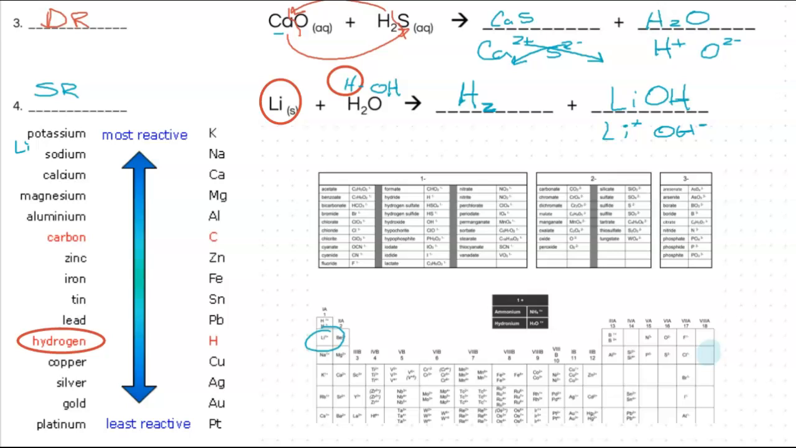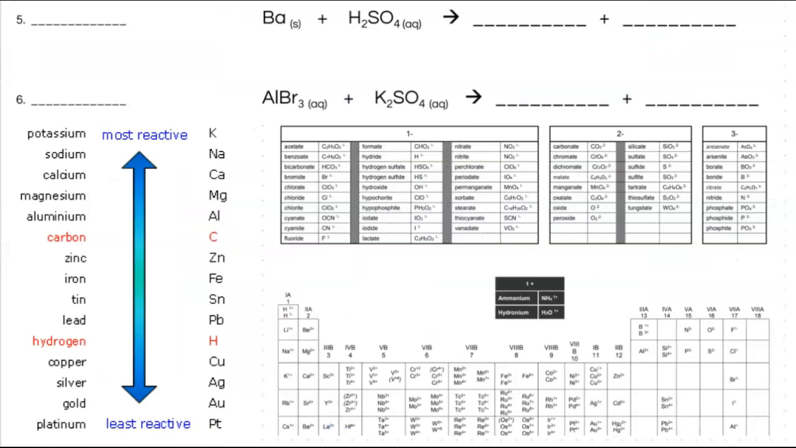I think that's probably the most tricky one on the homework set. So if you got that one right, be very proud of yourself. That's an awesome job. All right, number 5 and 6. Again, I have an element that is by itself.